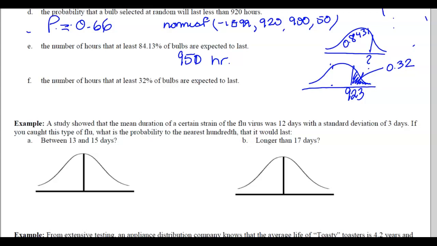All right, so the study shows that the mean duration of a certain strain of the flu virus was 12 days with a standard deviation of 3. If you caught this type of flu, what is the probability to the nearest 100 that it would last between 13 and 15 days? So if you were to graph this, mean is 12. And then often I put the standard deviation just underneath, is 3. And so between 13 and 15 days, that would be here to here. We're trying to find that area.